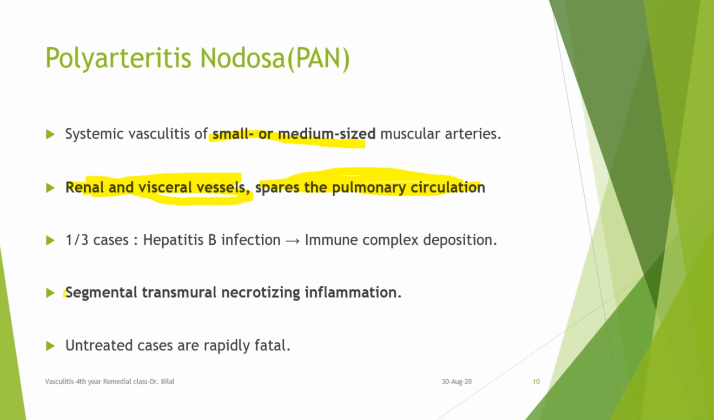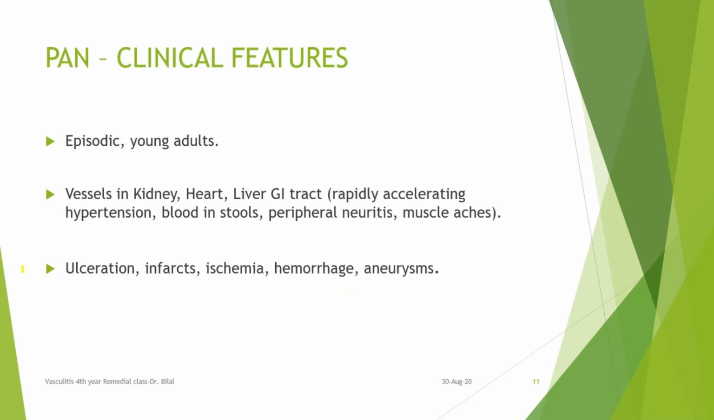The next important point to remember with respect to PAN is that there is segmental transmural necrotizing inflammation. Segmental means that different segments of the vessel are affected. Transmural, throughout the thickness, necrotizing inflammation. Areas of necrosis can be seen. We'll see shortly how they look. We said that it affects a lot of viscera, particularly the kidney. So vessels of the kidney, heart, GI tract, many areas can get affected. However, it is episodic and it affects young adults.